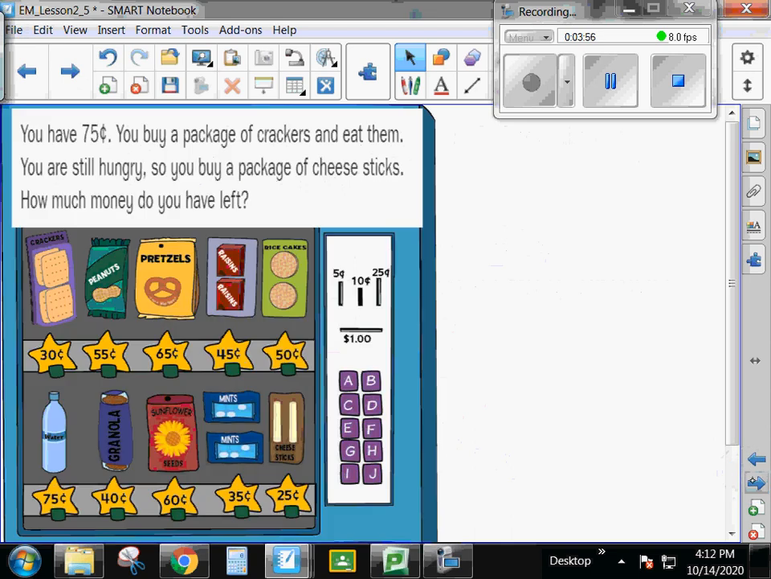All right, so let's skip that page there. Back to our little vending machine poster here, and it says that you have 75 cents. Now it says you buy a package of crackers and eat them. So let's just draw out what's happening right now. So I know I have 75 cents. This is in my pocket. Now it says I buy a package of crackers and eat them.